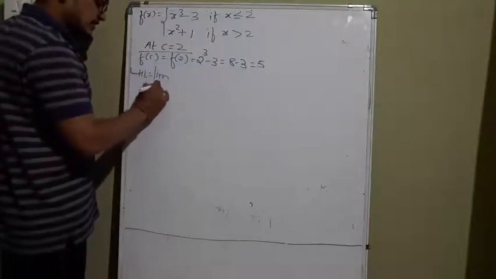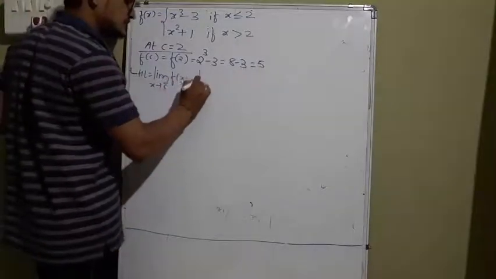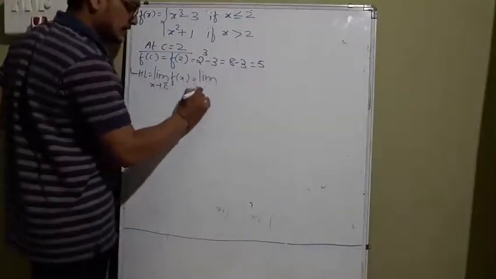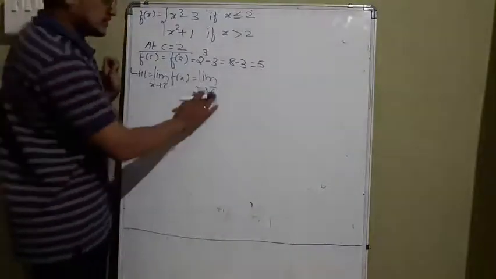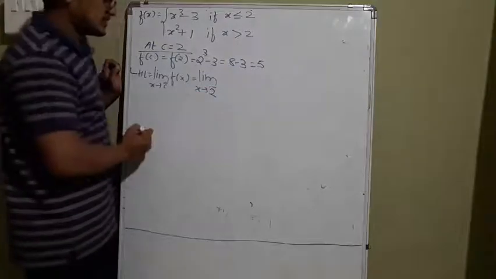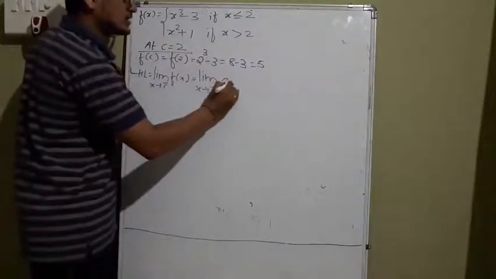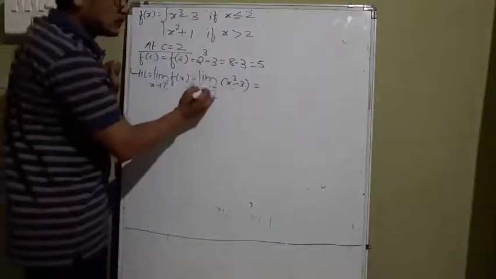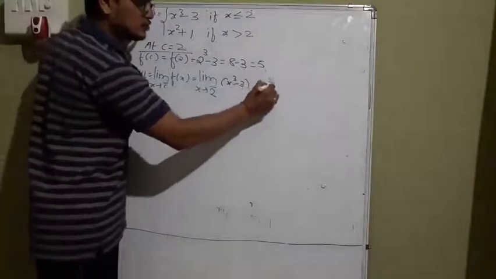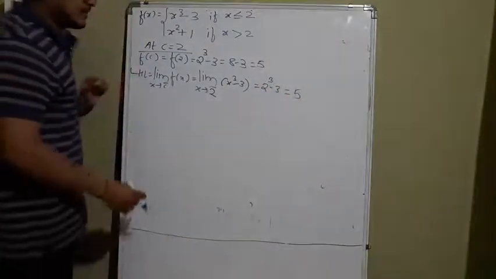Limit x tends to c minus f of x, which is equal to limit x tends to 2 minus, since c is 2. LHL means less than 2, and for less than 2 the function is x cube minus 3. Put the limit as 2 here: it is 2 cube minus 3, again the answer is 5.